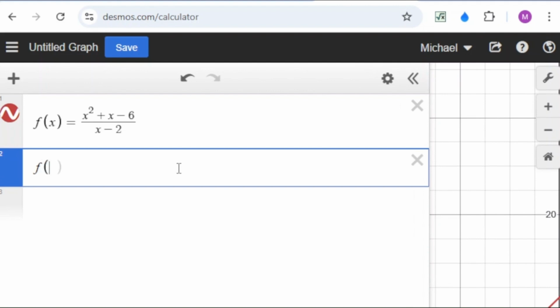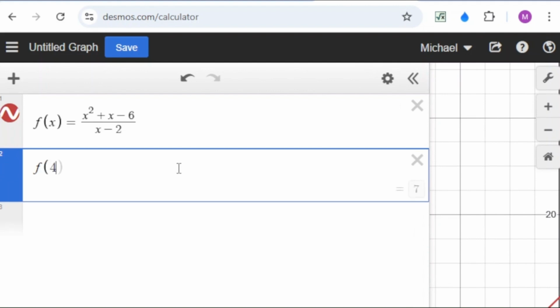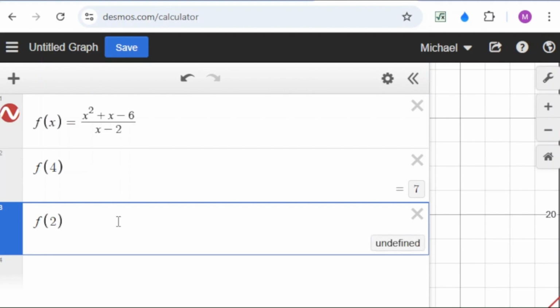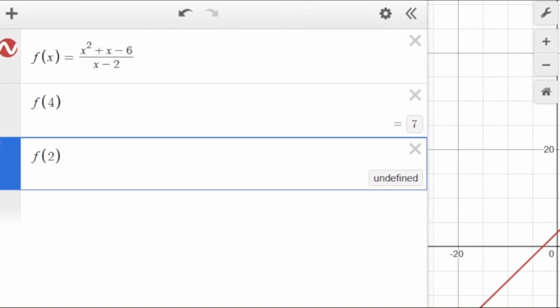One of the things we can do, though, is say, what is, for example, f of 4? And notice it gives us the answer here. f of 4 is 7, just like we calculated earlier. Now, we could also plug in, let's say, f of 2. And notice, again, f of 2 is undefined, just like we talked about. Remember that f of 2 ended up being 0 over 0, but 0 over 0 is undefined. Now, let me pull this up a little bit so we can see better here.